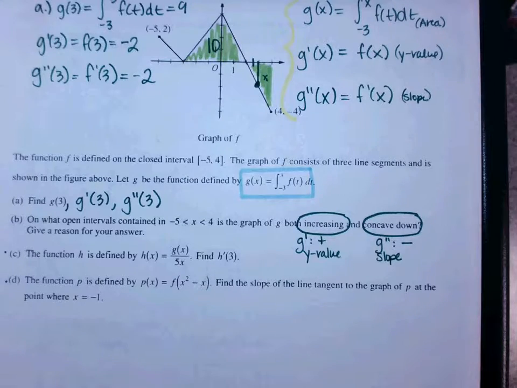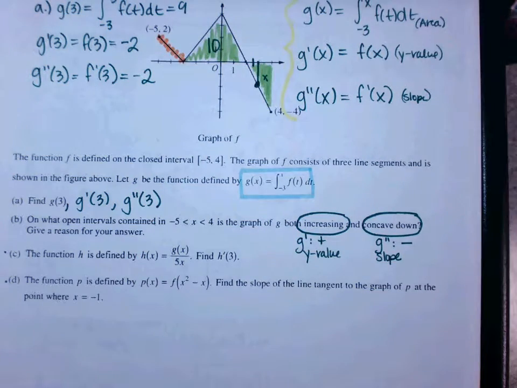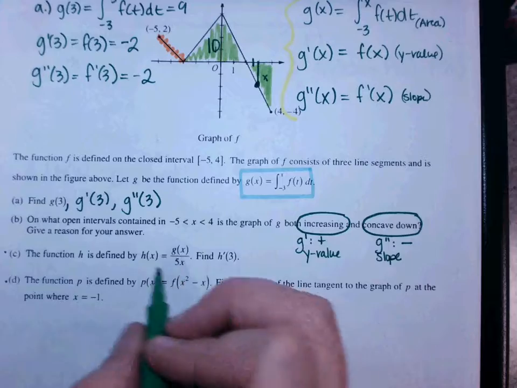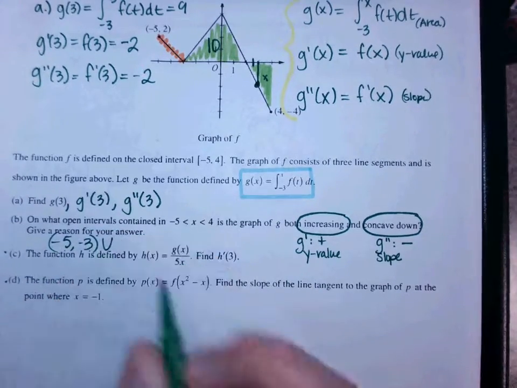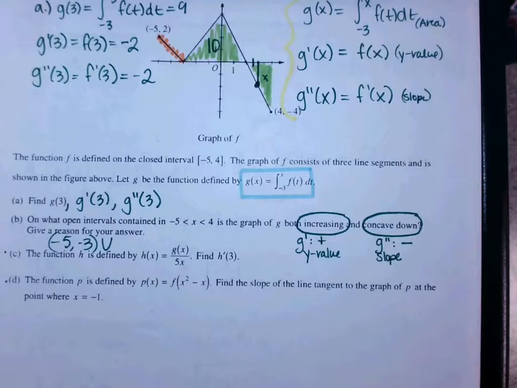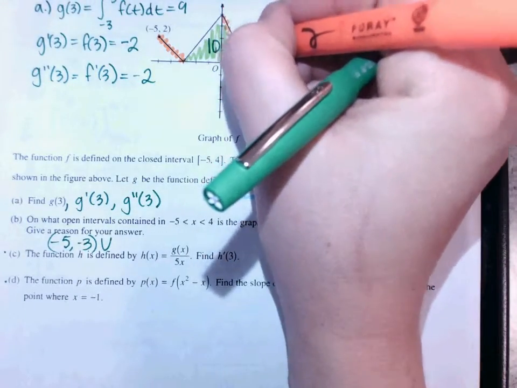Okay, where's one of my intervals? Negative 5 to negative 3, right here. So negative 5 to negative 3, union, we have one more. And then 0 to 2. 0 to 2 would be here. Very good. Okay, make sense? Yes.